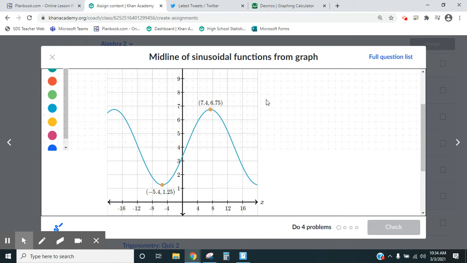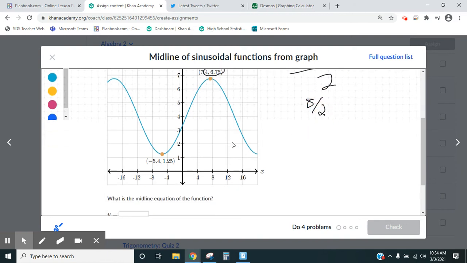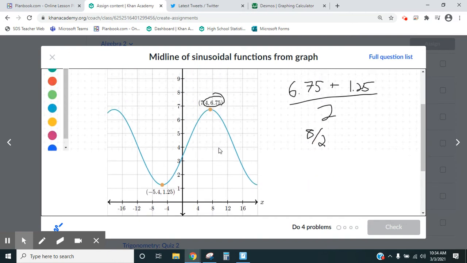19 different ways to say find the average, right? So find the average of the two. What's halfway between them? We're looking at the y coordinates down there. So 1.25, add them up, divide by 2. If you add up the top, you get 8. What's 8 over 2? Does that appear to be about right?